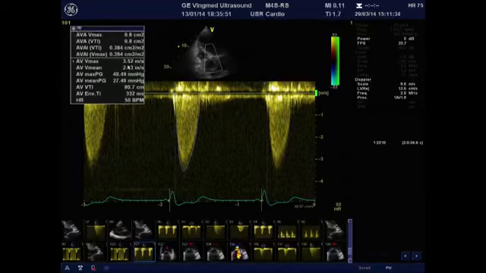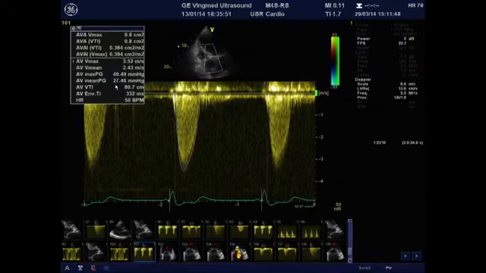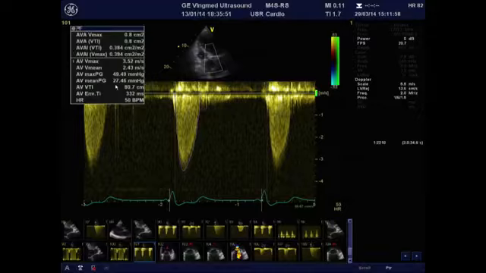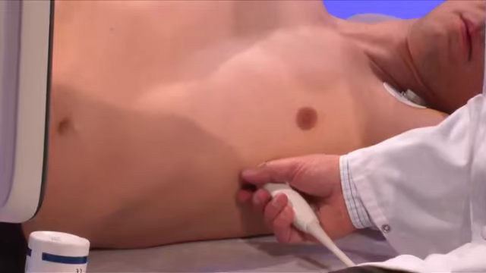Please note that the maximal velocity of the aortic flow is around 3.5 meters per second, and the mean pressure gradient is around 27, and these findings are consistent with the diagnosis of a low-flow, low-gradient aortic stenosis. And it's important to remember that in the presence of mitral regurgitation, it is a frequent finding, which may be a little bit tricky in terms of diagnosis of the aortic stenosis. Let's go back on the mitral flow.